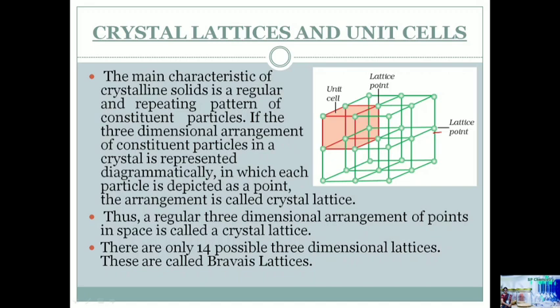So what is a crystal lattice? We can say a regular three-dimensional arrangement of points in space is called a crystal lattice. There are only 14 possible three-dimensional lattices known as Bravais lattices.